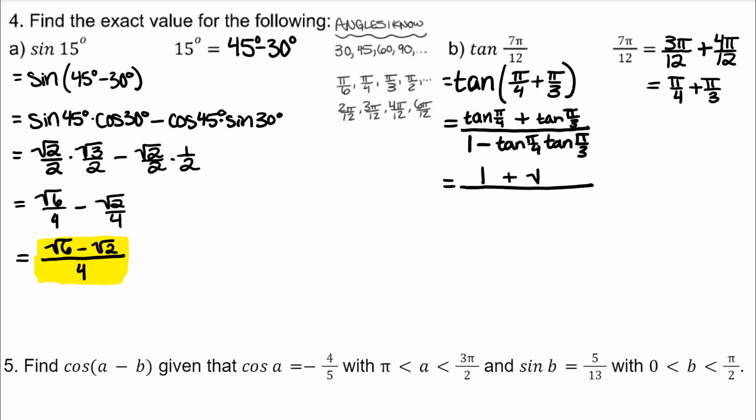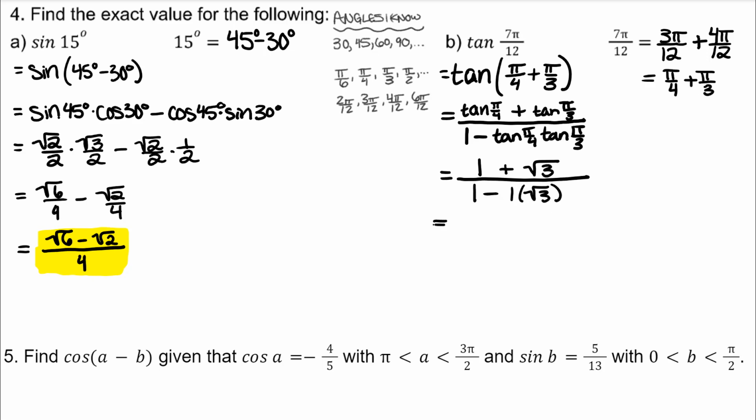Tangent of pi thirds is root 3. So we get 1 plus root 3 divided by 1 minus root 3. But you cannot have a root in the denominator, so we have to rationalize by multiplying by the conjugate, 1 plus root 3 over 1 plus root 3.